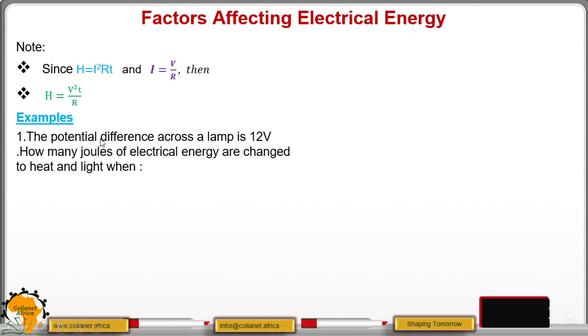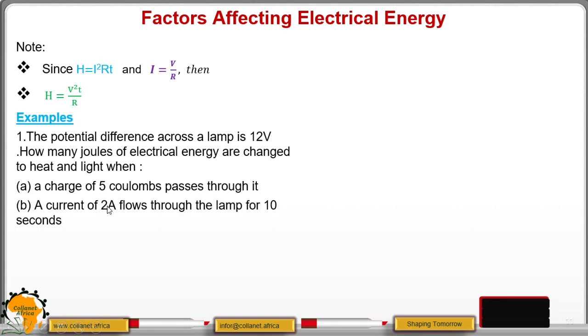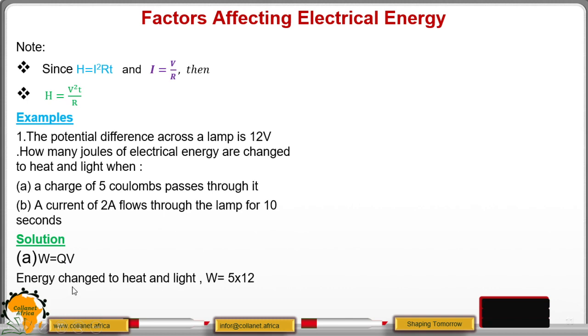Number 1, the potential difference across a lamp is 12 volts. How many joules of electrical energy are changed to heat and light when 1, a charge of 5 coulombs passes through it, and 2, a current of 2 amperes flows through the lamp for 10 seconds? We proceed as follows. Work is charge times voltage, and we know that the energy changed to heat and light is equivalent to the work done. The work done will be given by 5 coulombs multiplied by the voltage, which is 12.